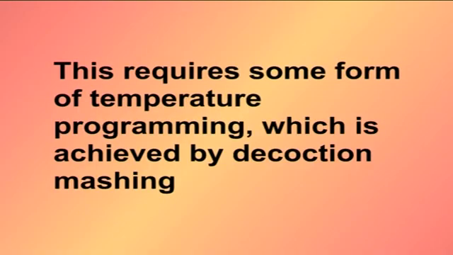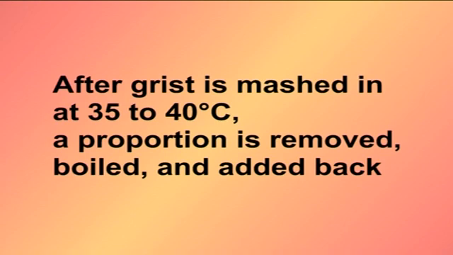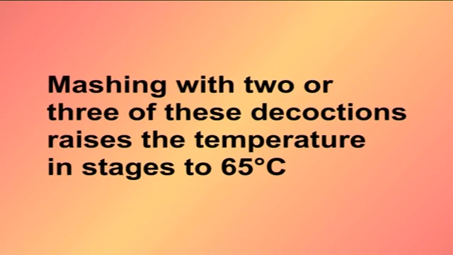This requires some form of temperature programming, which is achieved by decoction mashing. After grist is mashed in at 35 to 40 degrees Celsius, a proportion is removed, boiled and added back. Mashing with 2 or 3 of these decoctions raises the temperature in stages to 65 degrees Celsius.